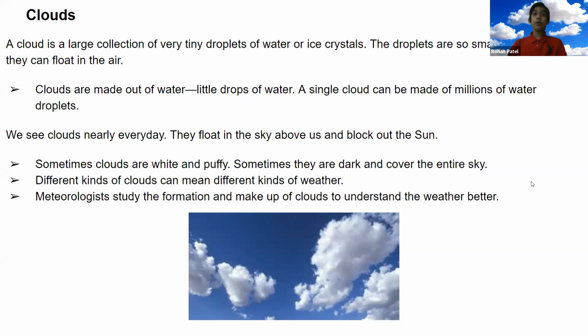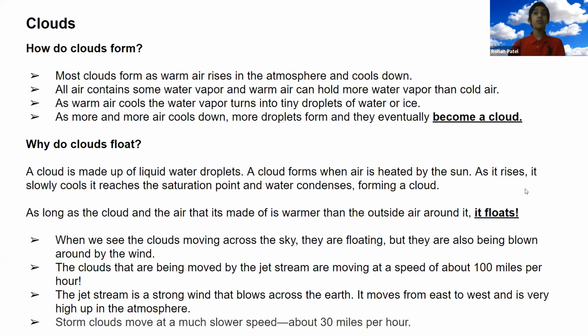But let's not worry about that. Let's worry about the types of clouds. We see them nearly every day. They float in the sky above us and block out the sun. Sometimes they are white and puffy. Sometimes they are dark and cover the entire sky. Different kinds of clouds mean different kinds of weather, and meteorologists study the formation and makeup of clouds to understand the weather better. How do they form?